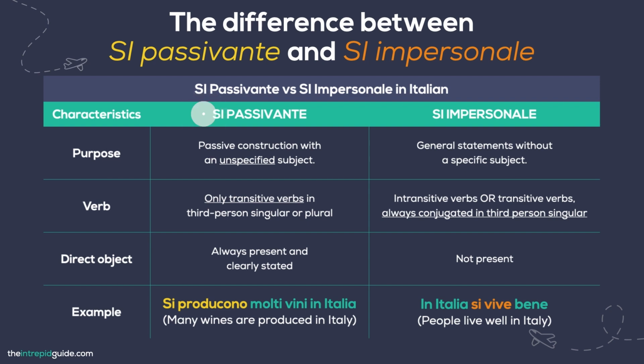Si Passivante, purpose: passive construction with unspecified subject. Verb: only transitive verbs in the third person singular or plural. Direct object: always present and clearly stated. For example, Si producono molti vini in Italia. Many wines are produced in Italy. Si Impersonale, purpose: general statements without a specific subject. Verb: intransitive verbs or transitive verbs, always conjugated in the third person singular. Direct object: not present. For example, In Italia si vive bene. People live well in Italy.